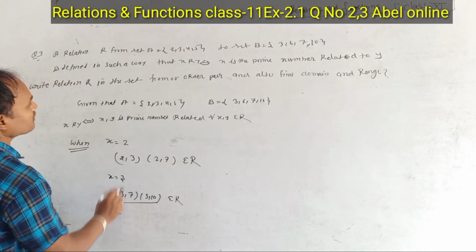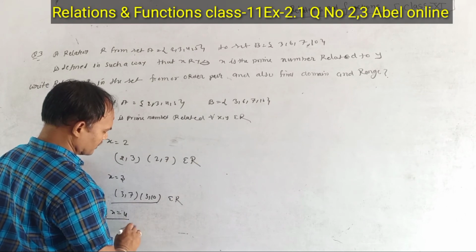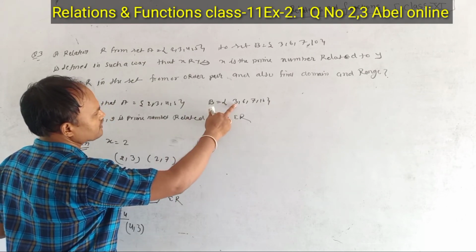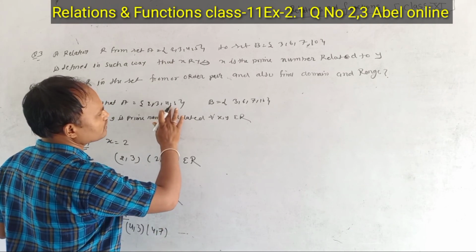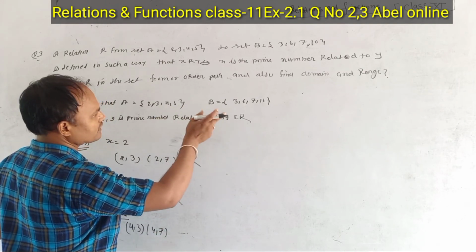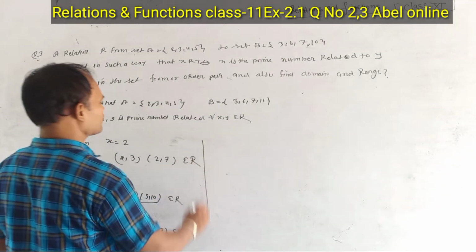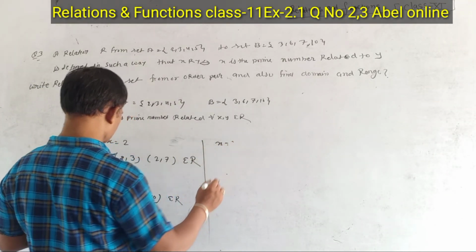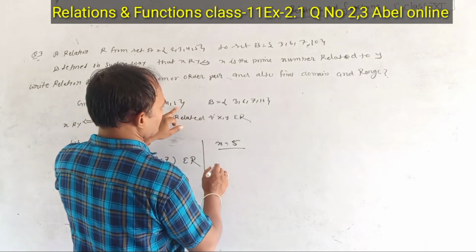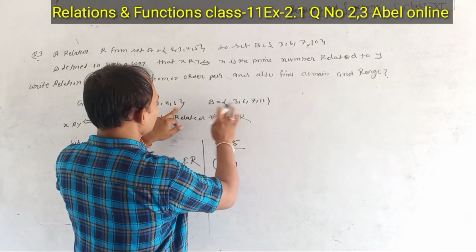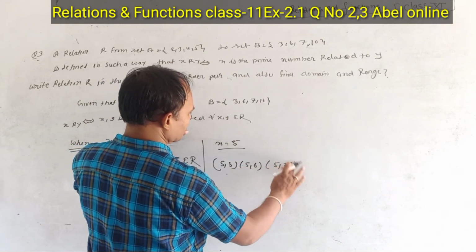Now x equals 4. (4, 3) has no common factor, so we can take (4, 3), and (4, 7) we can also take. 4 and 6 have a common factor, and 4 and 10 also have a common factor, so these belong to R. Next, x equals 5. We can take (5, 3), because there is no common factor. (5, 6) and (5, 7) we can take, and (5, 10) we can't take. Okay, so these belong to R.